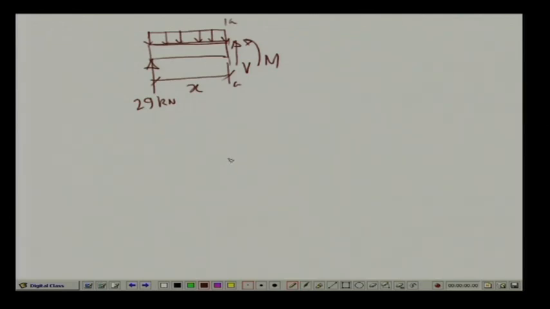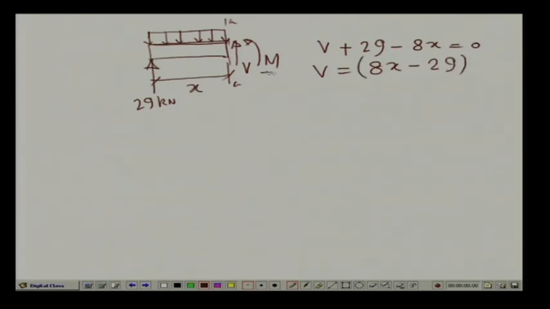Now, if we take the equilibrium of the vertical forces, then we have V plus 29, which is R A, minus 8 into x over the length x, equal to 0. So, the shear force V is equal to 8 x minus 29.